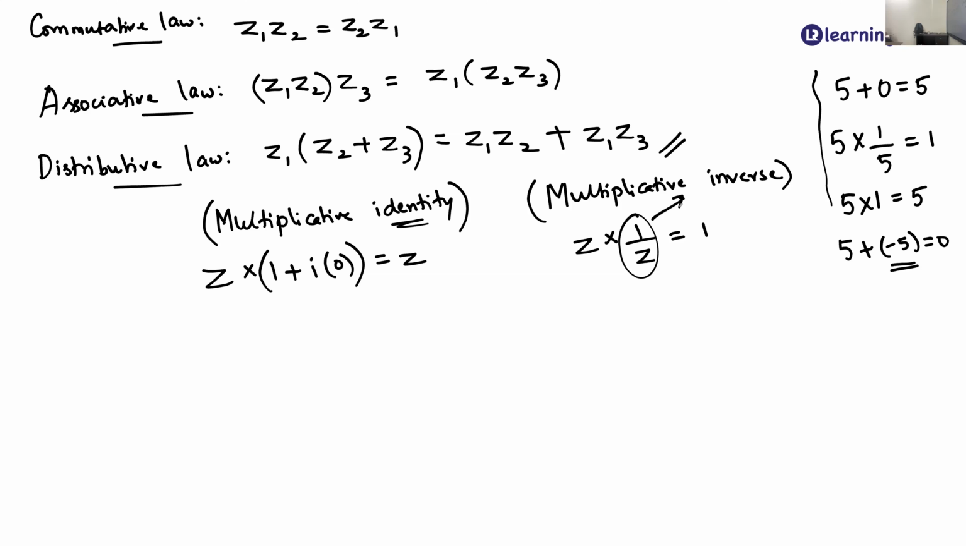Clear? Okay. These two are important. See, multiplicative identity, they'll not ask you a question. They'll give you a complex number and ask you to find the multiplicative inverse. It's very simple. I'll explain how to find it after I explain division.